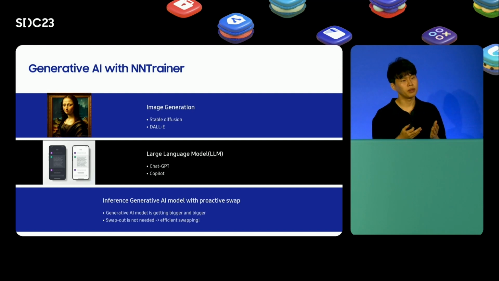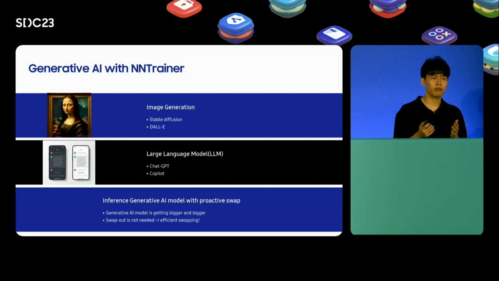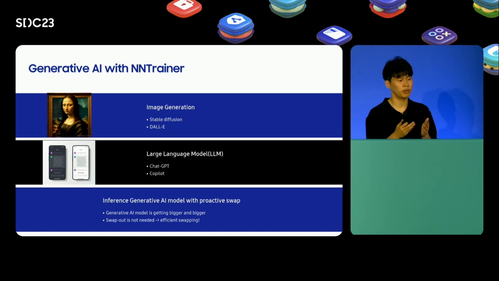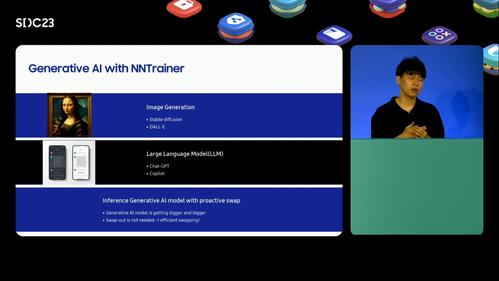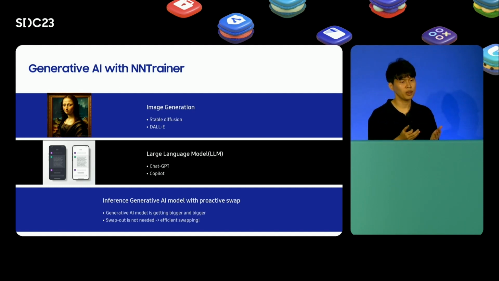We have experimented with inferencing generative AI models with the NN trainer, and the proactive swap is especially efficient when inferencing with big models. And this is mainly because in inference, the model data is read-only and swapping out is not needed.